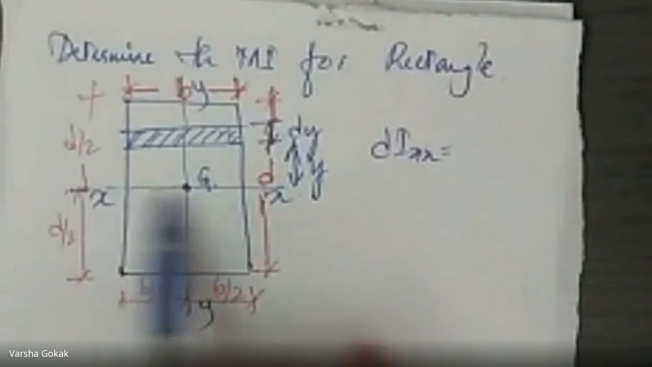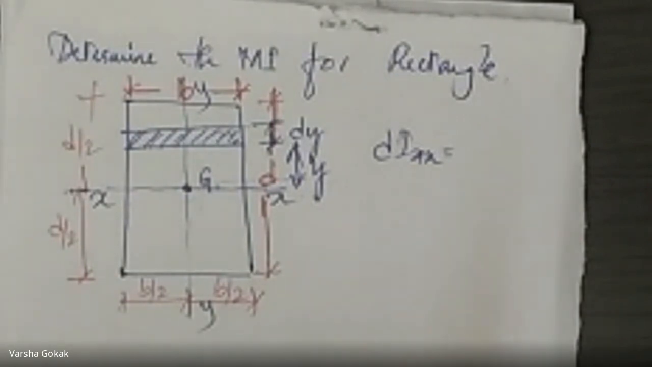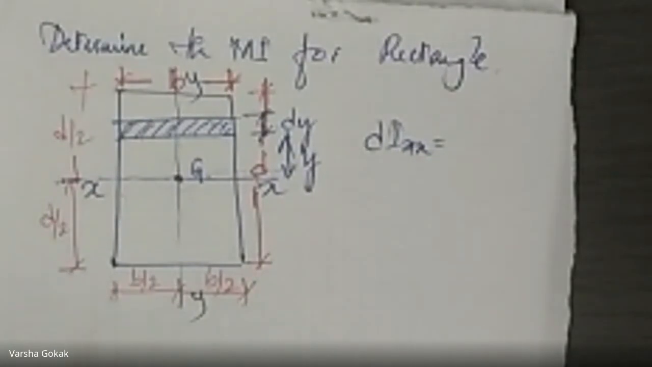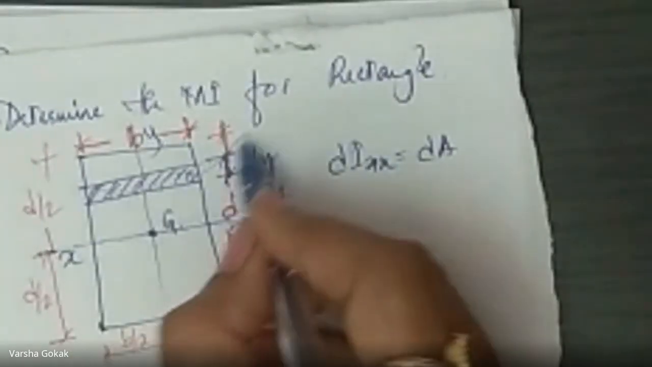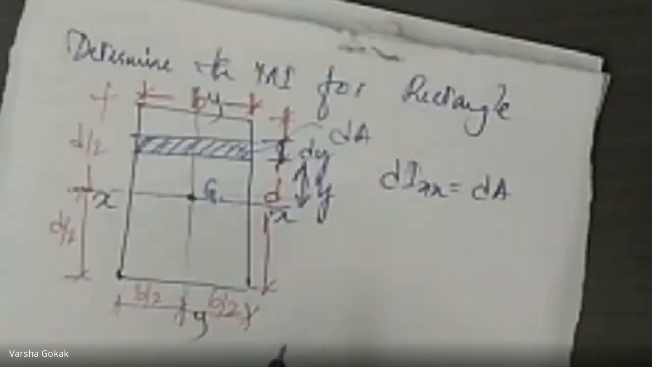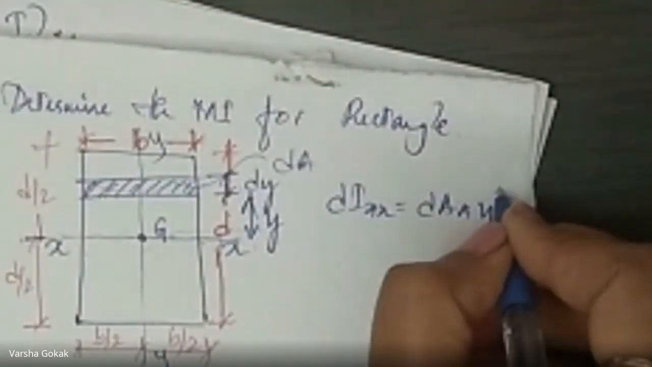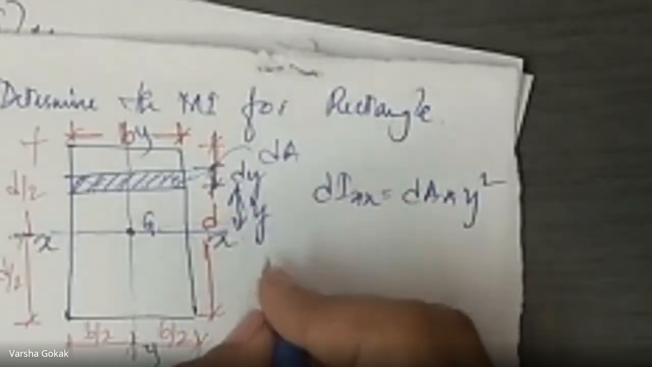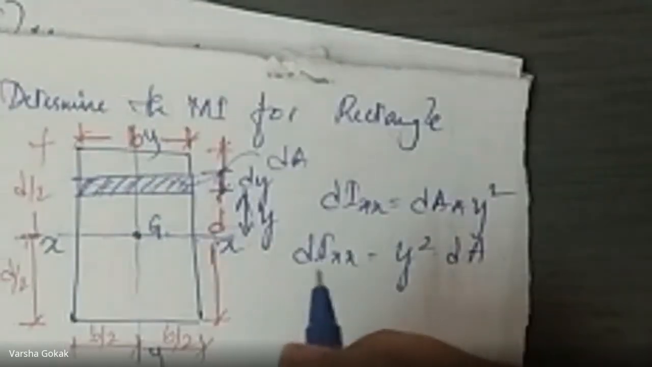What is the moment of inertia about xx of this elemental area? It is area into the distance squared, right? So what is dIxx? Area is what? dA. Agree? Area of this elemental area is dA. What is the perpendicular distance from this to this? It is y square. So dA into y square. Correct? So dIxx is given by dA into y square, or you can also write it as dIxx equal to y square into dA. Correct?